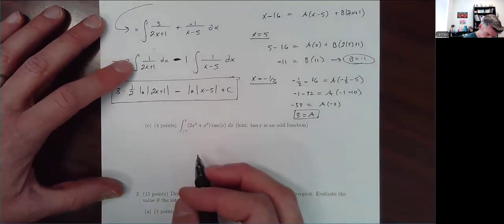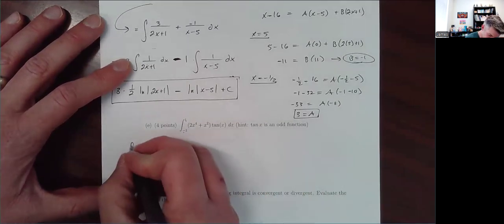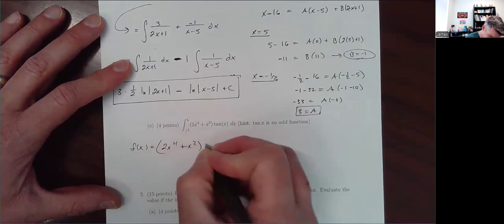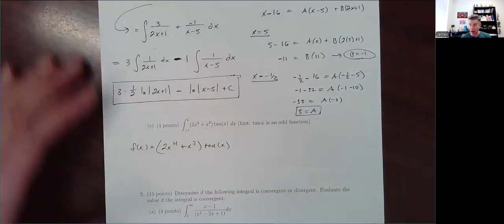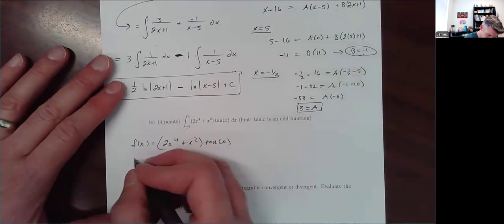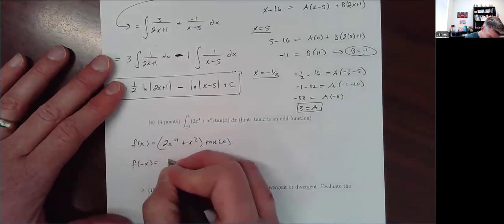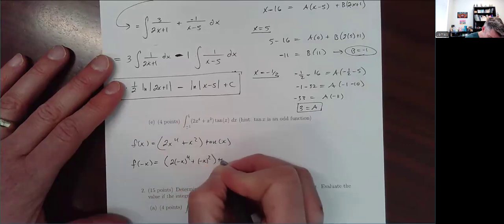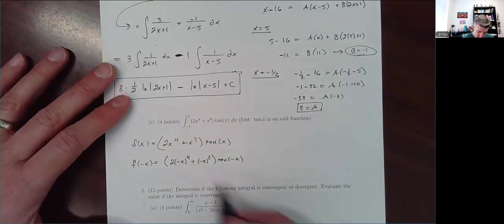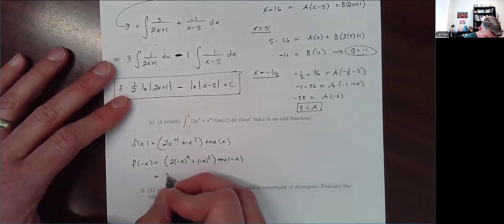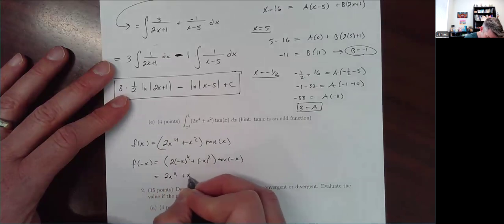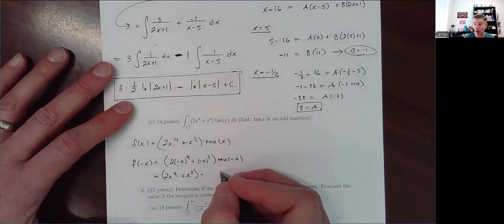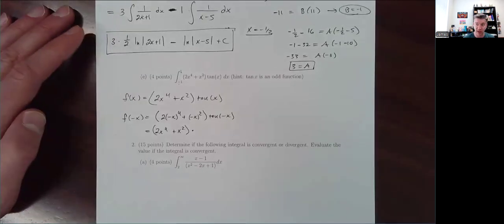Okay. So we're going to say that f of x is equal to 2x to the 4th plus x squared times tangent of x. Now for f of x to be odd, f of negative x has to equal negative f of x. So we're going to look at f of negative x, which is 2 times negative x to the 4th plus negative x squared times tangent of negative x. That's going to equal 2 times x to the 4th plus x squared, right? A negative x to an even power just stays as x to that power. The tangent of negative x is, since tangent's odd, equal to negative tangent of x.